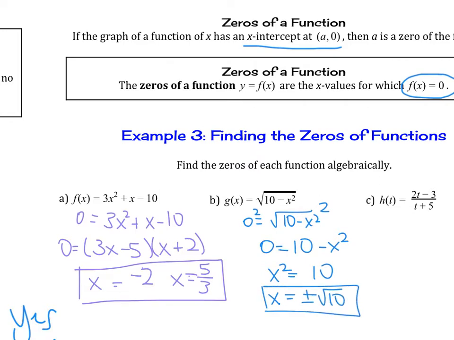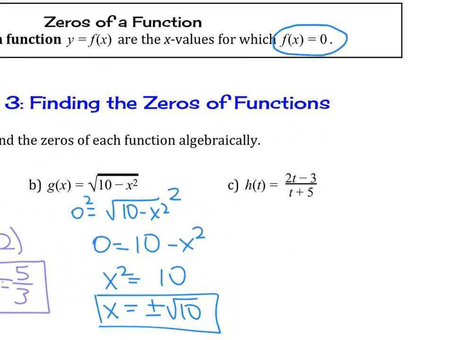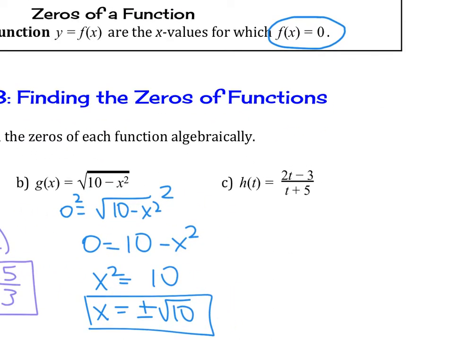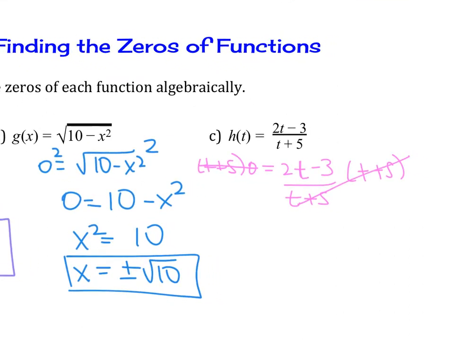So let's try h of t. With h of t, we're going to do 0 equals (2t minus 3) over (t plus 5). If we multiply t plus 5 to both sides, notice that it's just going to cancel out, right? Because on the left side, that's 0, and so that takes care of the denominator. So 0 equals 2t minus 3, or 3 equals 2t, or t equals 3 halves.